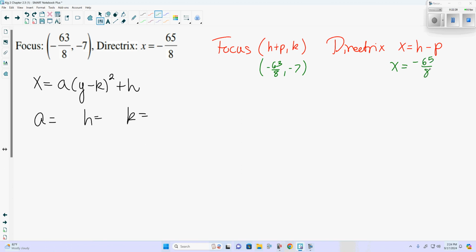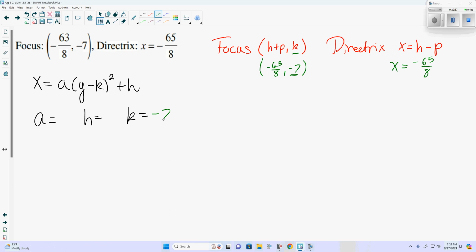Well, since we weren't given the focus, we weren't immediately given h and k, but we were given one of them. Which value of h and k do we know? K, because k is negative 7. We weren't given an h for this one. That's the only downside of not having the vertex. We're not given both. Questions on this so far?